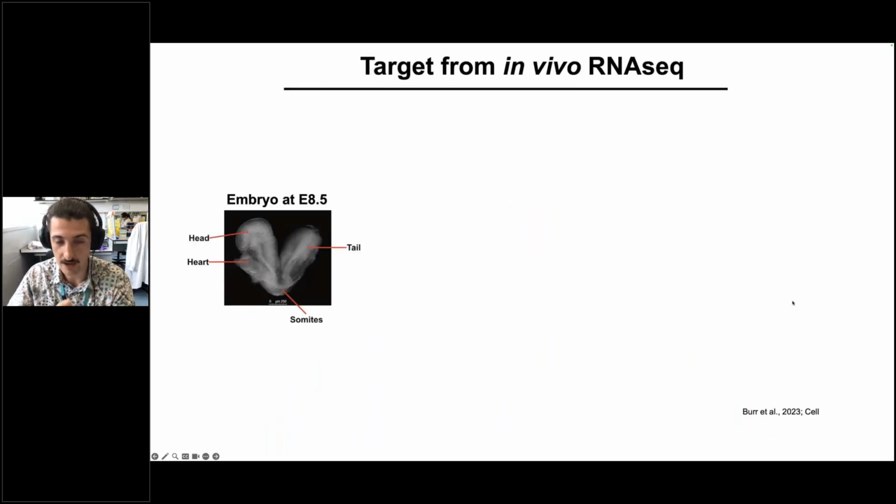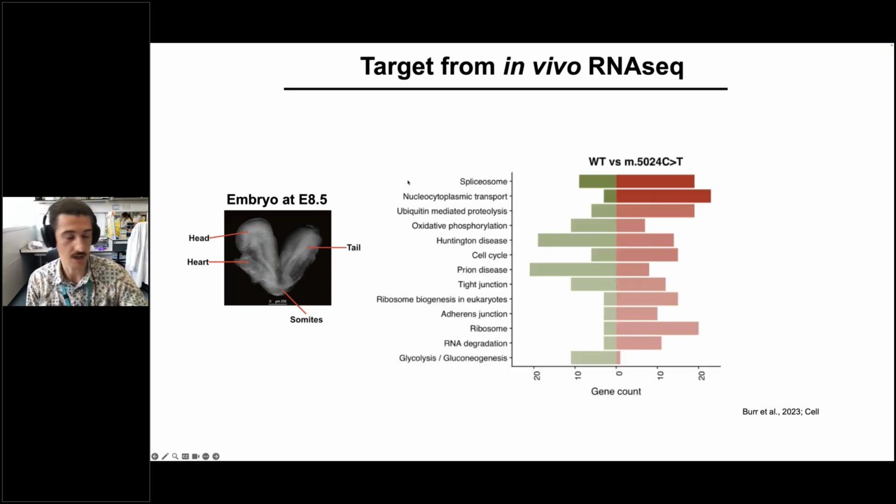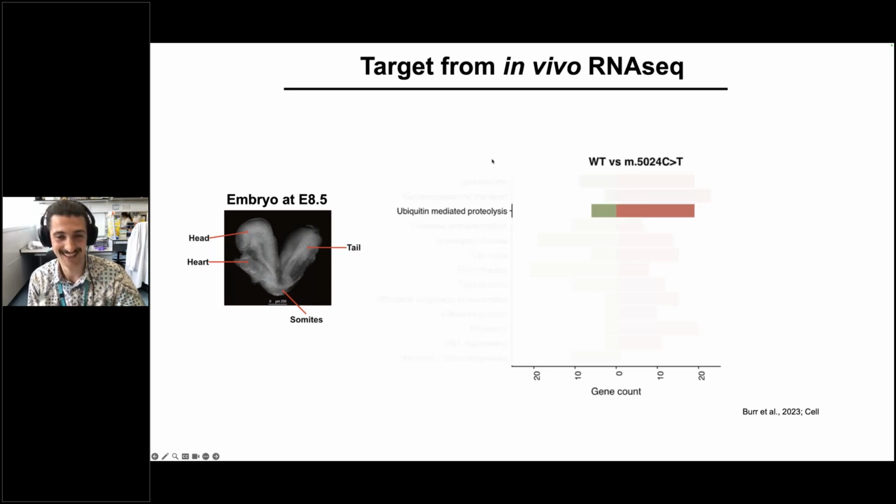To try to figure out which quality control system might be involved in germline selection, we took embryos at E8.5, which is really early in organogenesis, where each one of these cells can be sequenced in a single run for their entire transcriptome. Therefore, we ran an unbiased transcriptome analysis of all the cells in the embryo. What we found is that a vast number of pathways were modified, but the top ones were these. And out of these, I noticed the ubiquitin-mediated proteolysis.